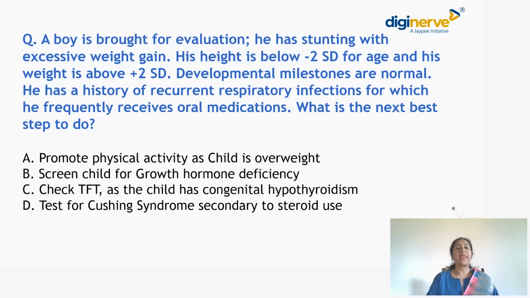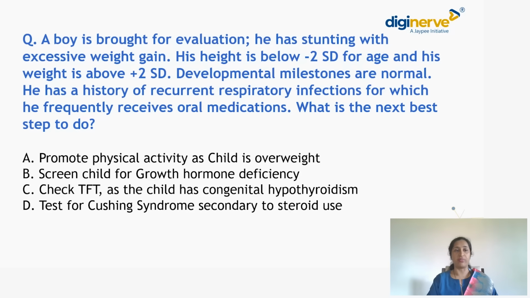Next question. A boy is brought for evaluation. He has stunting with excessive weight gain. His height is below second standard deviation for age and weight is above the second standard deviation for age. So height below -2 standard deviation, so he's stunted, whereas weight is above +2, so he's obese.